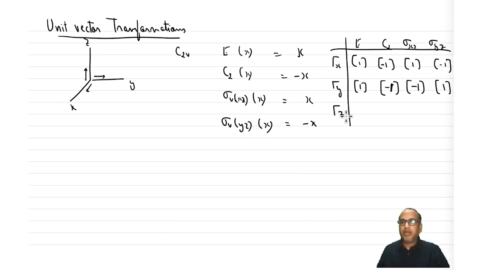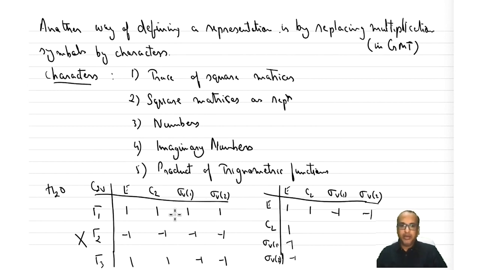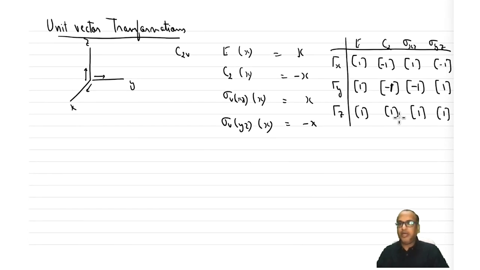Now tau z, what does it give you? E operating on z will give you z back. C2z operating on z will give you z back. Sigma xz on z will give you z. Sigma yz on z will give you z, right? So basically we will get square matrices of order 1, and we can see that these characters are the same characters as we defined by the trial and error method, right? So if you see this, tau 1 actually matches with the tau z character here, right? So these are called unit vector transformations, and we will see that when we discuss reducible and irreducible representations, this will be very useful, okay?